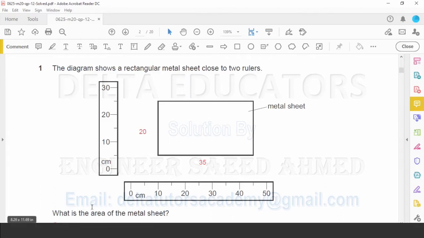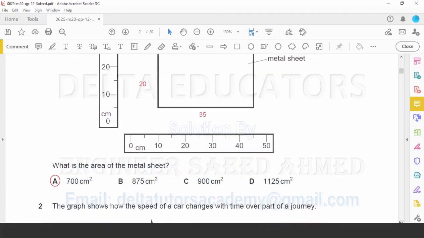What is area? Area is given as length into breadth. Now here if you check the length of this metal sheet, you will get 35 centimeter, and for the breadth you will get 20 centimeter. So area will be equal to 35 multiplied by 20. It will be equal to 700 centimeter square. 700 centimeter square is given in option A. So here correct option is option A.